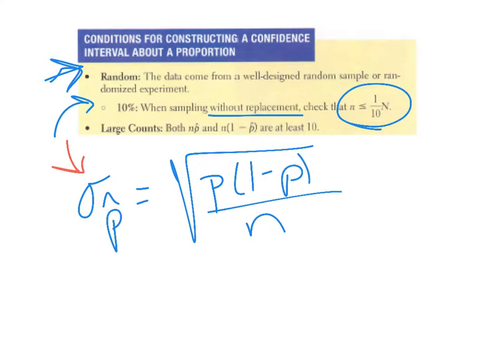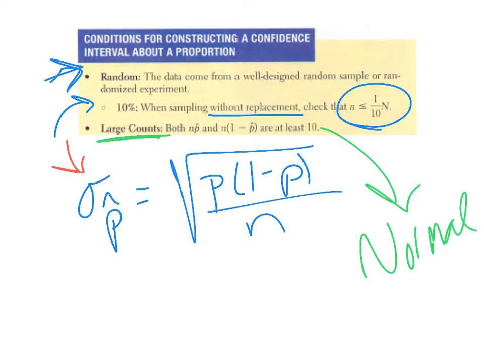We also then need to check large counts. Again, remember, you need both n times p and n times 1 minus p hat. We need both of those to be at least 10. Remember what that tells us is that we have an approximately normal distribution when both of those are greater than 10, and we need to have a normal distribution for constructing our confidence interval.